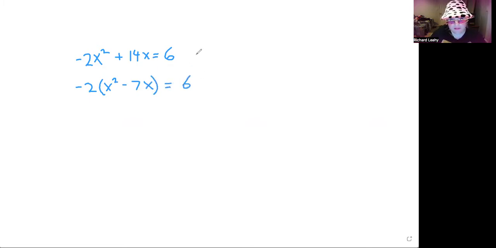So these expressions are the same. Now, finding this particular number, we're going to halve and square it. So our b is negative 7. So b over 2 squared would be negative 7 over 2 squared. That's 49 over 4.